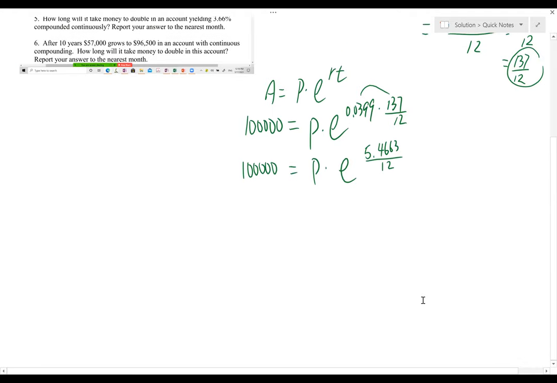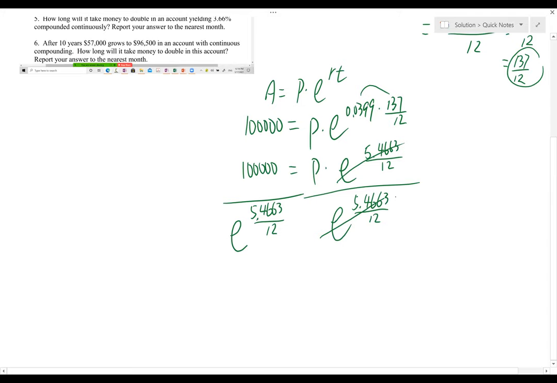Now, solving for P, you just have to divide both sides of the equation by this exponent. So dividing by e raised to 5.4663 over 12. We cancel the exponent, basically, and P is by itself, so P equals 100,000 divided by e raised to 5.4663 over 12. And let's see what the present value is by throwing it into Excel.